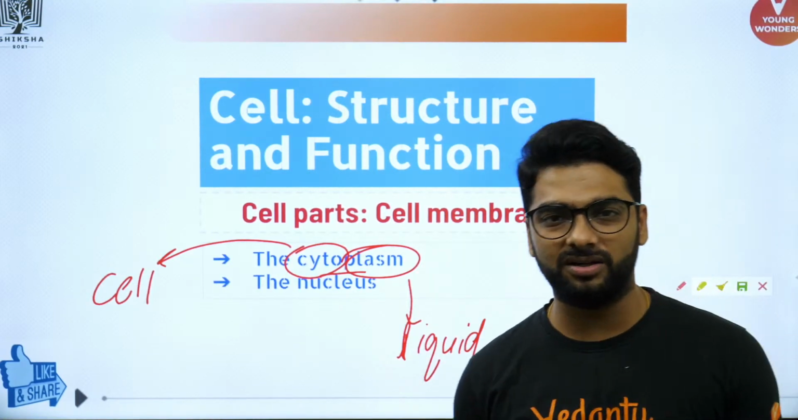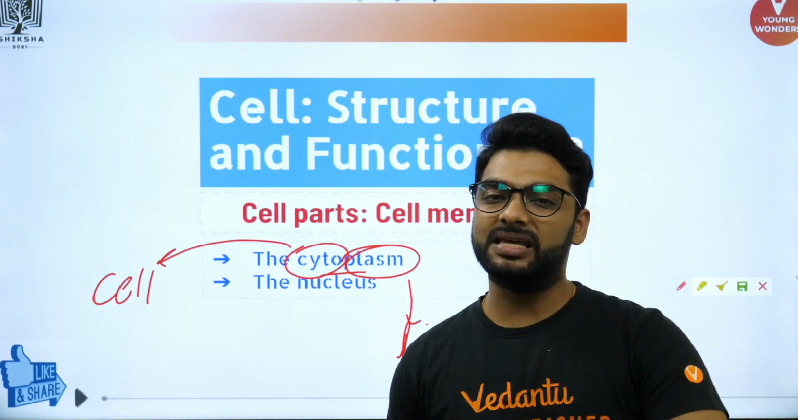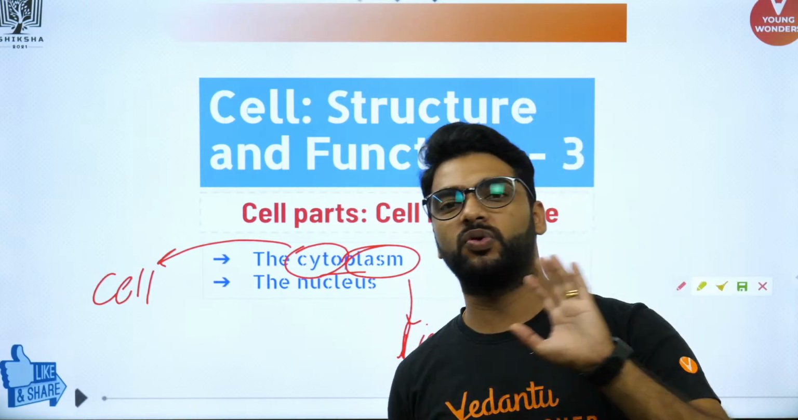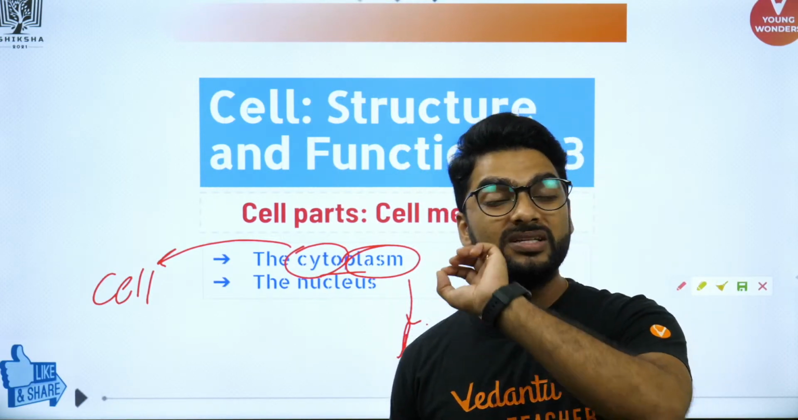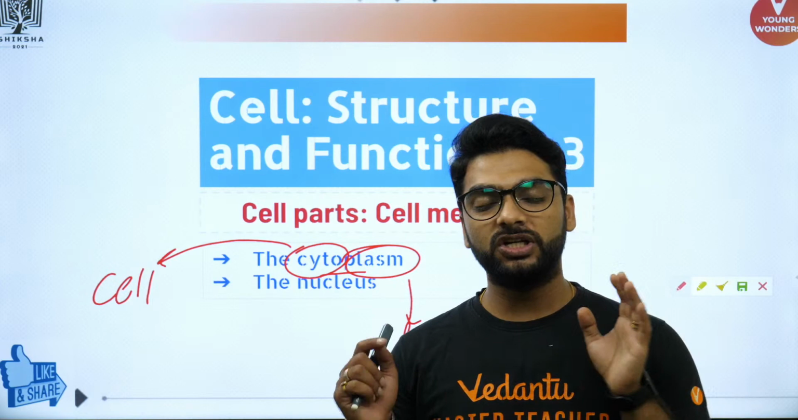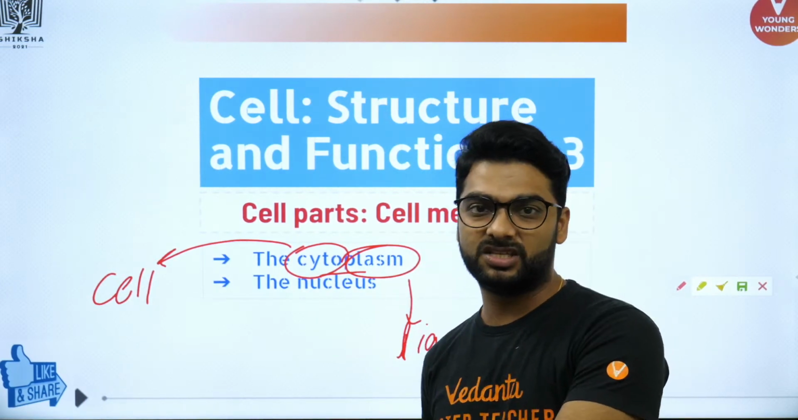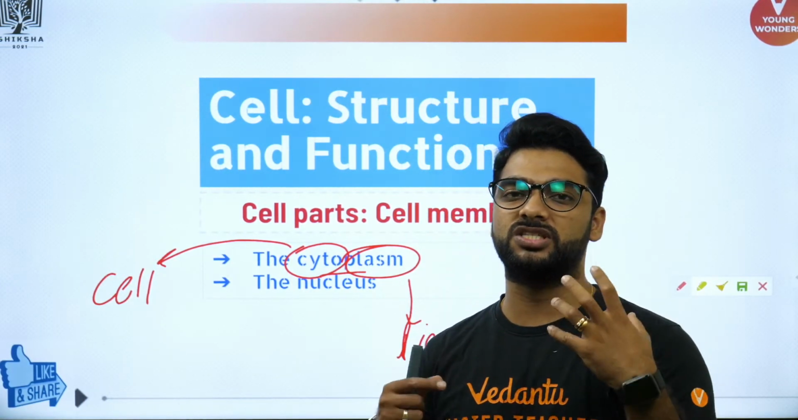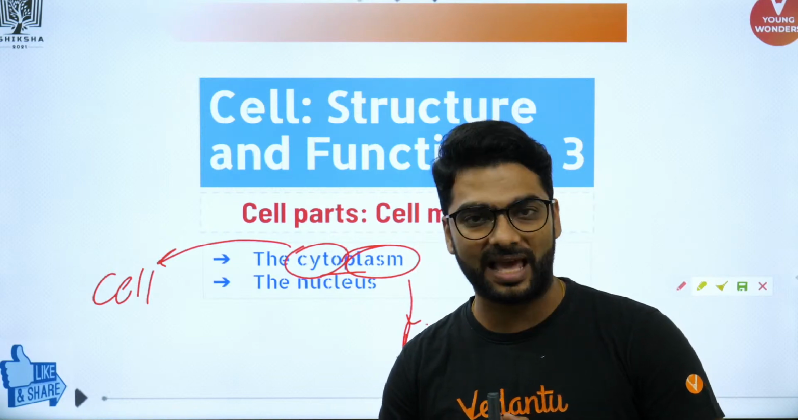Is it that difficult? But yet when I ask a question on cytoplasm, students are not able to answer. Why? Because the basics are not clear. So in today's class, we'll be looking at the basics of cytoplasm and the nucleus, which is the brain of the cell, right?